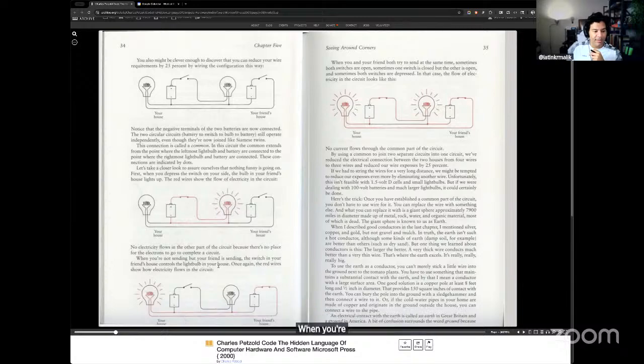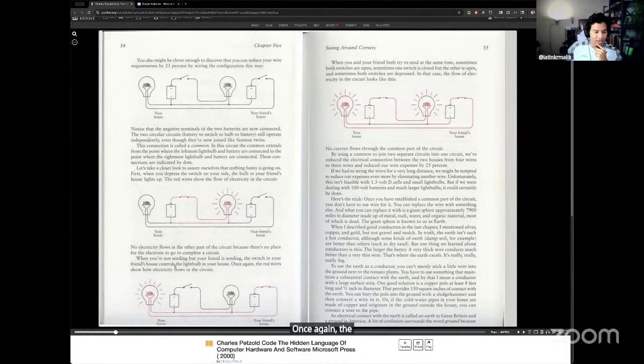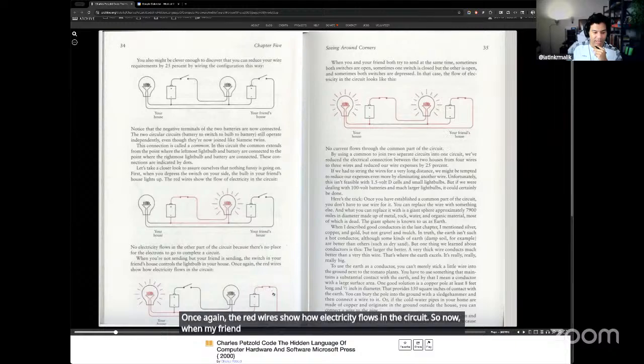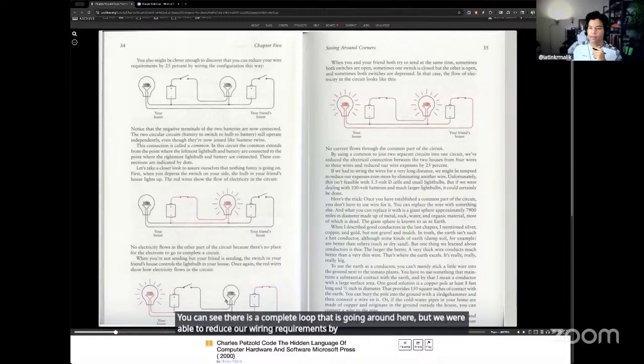When you're not sending but your friend is sending, the switch in your friend's house controls the light bulb in your house. Once again, the red wires show how electricity flows in the circuit. So now when my friend closes the circuit, you can see there is a complete loop going around here. But we were able to reduce our wiring requirements by sharing a part of the circuit.